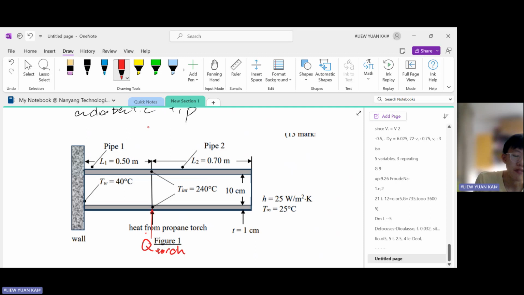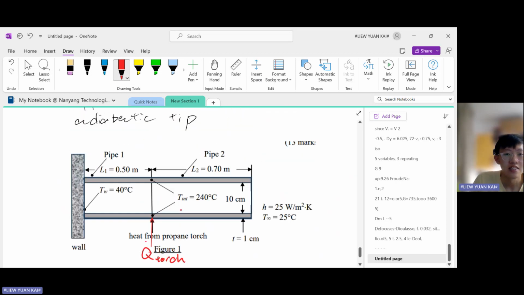Now, how do people visualize this as a fin problem? You might be deceived because of this wall here and the interface temperature over here. The way I see it, there are two fins superimposed with each other. What do I mean by that? I mean pipe 1 is one fin and pipe 2 is another fin.